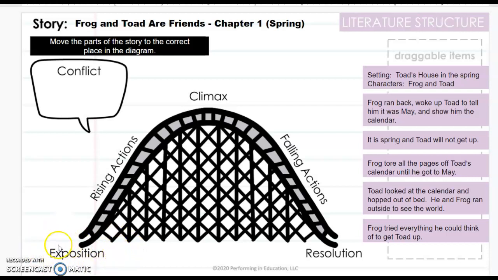Exposition, that's the setting and the characters and the background information. Rising action is the events leading up to the climax or the turning point of the story. This is where the most excitement happens. Falling action is all of the events that are helping to solve the problem in the story. And resolution is the end of the story, where the conflict is taken care of and fixed. Conflict is the problem in the story.